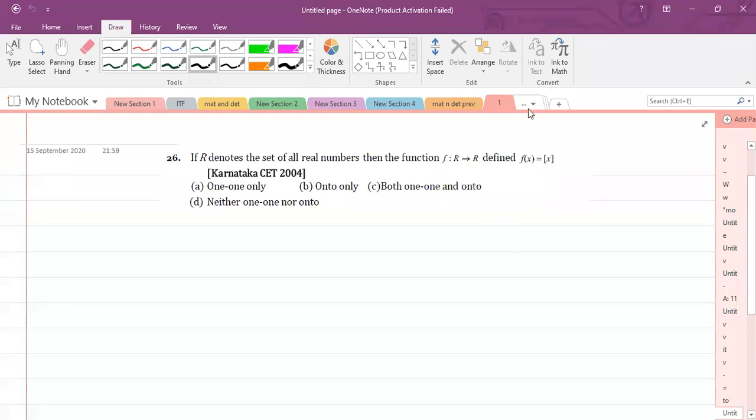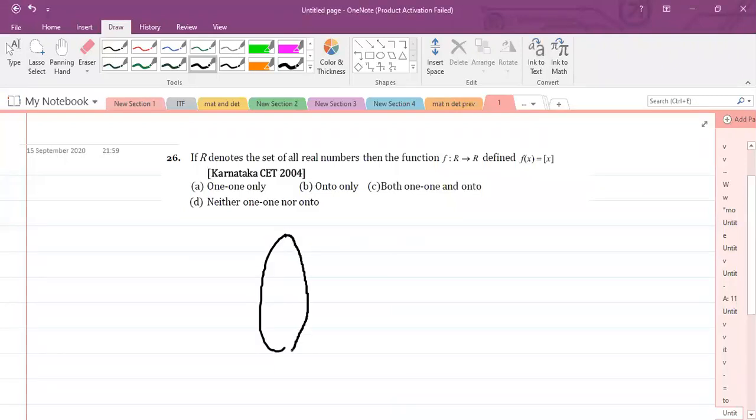To identify whether a function is one-one and onto or not, we have different techniques. The different techniques are graphical method and differential calculus method, and even we have arrow diagram method. For this problem, both graph and arrow diagram will give you a better idea. Yeah, definitely it is D. You're right, it's D. So let me move into arrow diagram method.